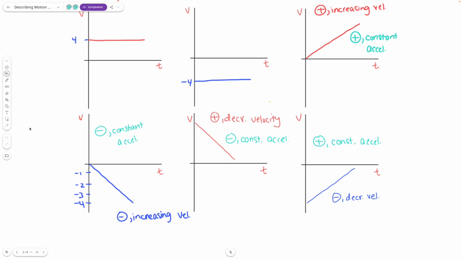Notice with our graphs where we have increasing velocity, the velocity and acceleration have the same sign. So something that's speeding up, velocity and acceleration, same sign. But if you have something that's slowing down, the velocity and acceleration have an opposite sign. That's something that we see illustrated here on our graphs.